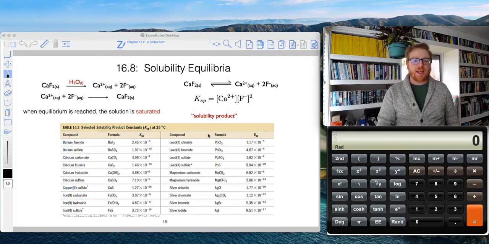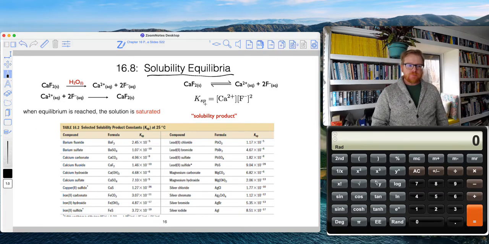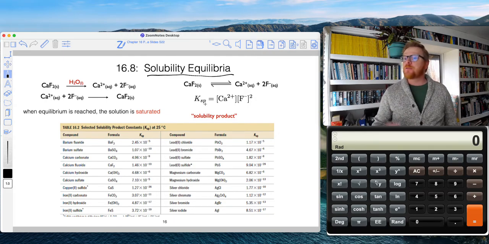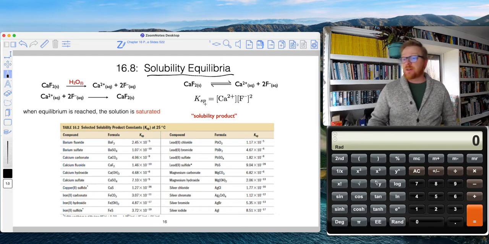Folks, for our last topic in this massive chapter 16, we're going to be talking about solubility equilibria. So this is going to be applying our concepts of equilibrium to understanding how certain ionic solids precipitate and form insoluble solids under certain conditions. Okay. And so we think of that as an equilibrium reaction.